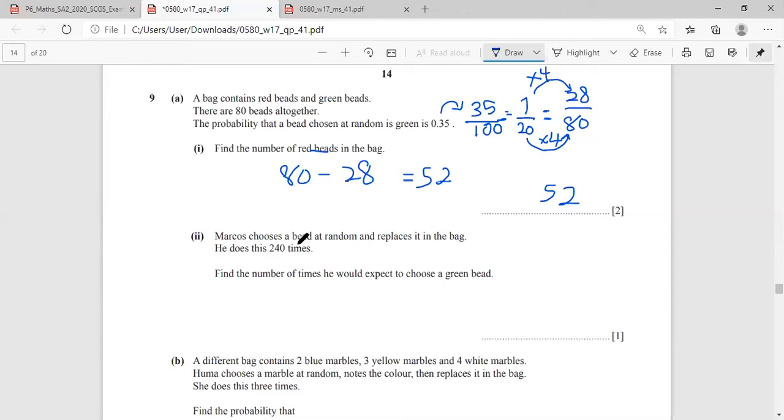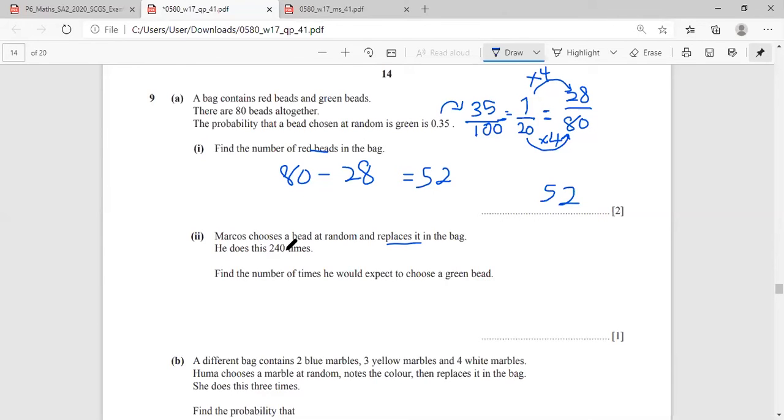Okay, so he chose a bit at random and he replaced it. He replaced it, that means he put it back. He chose it and then he put it back. So that's why you can do it until 240 times. Or else if you don't put it back, you can only do it at most 80 times because in total you only have 80 bits. So he replaced it, so he can do it until 240 times.